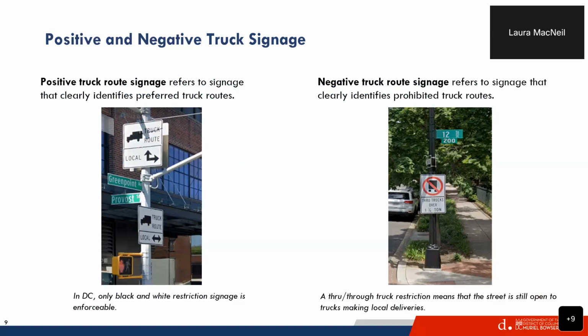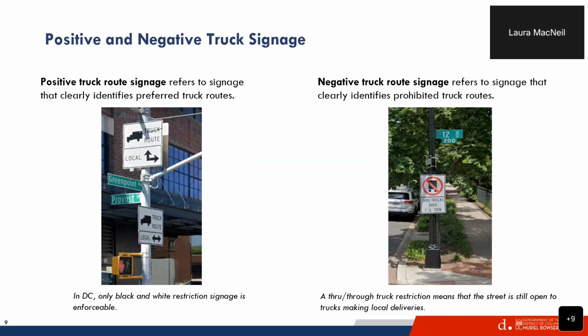Negative truck route signage is what is typically seen in the District of Columbia, which identifies where trucks are prohibited or restricted, or where through truck travel might be restricted. And it's a negative, restrictive signage.